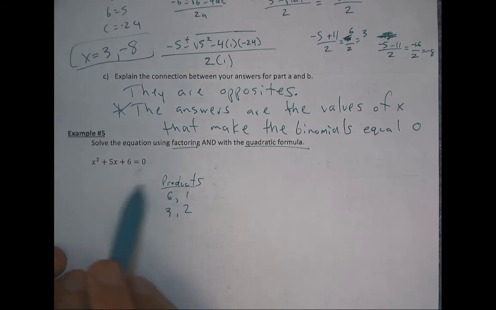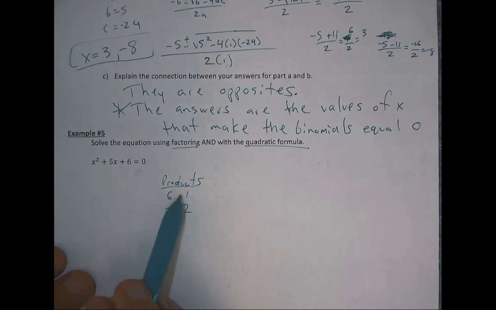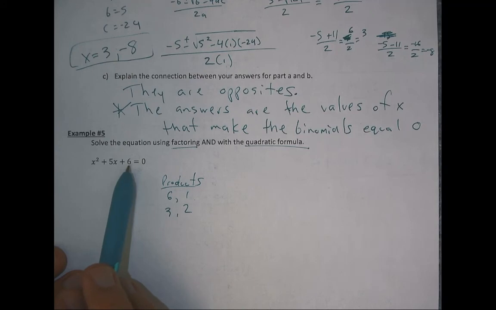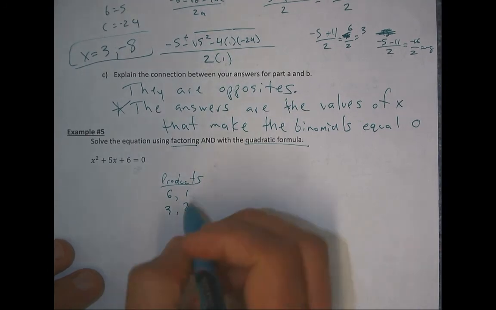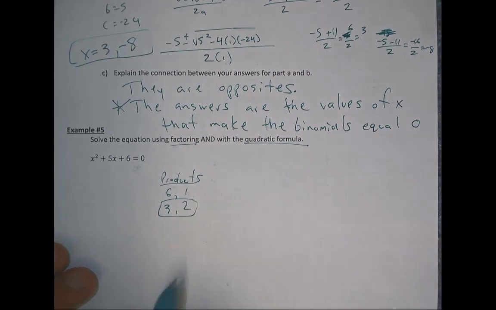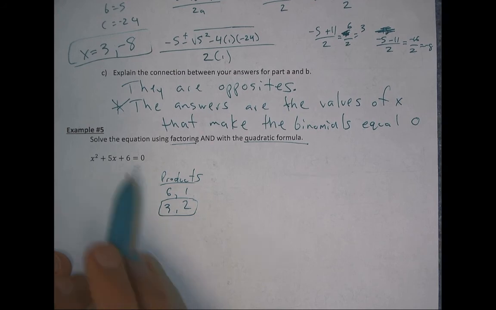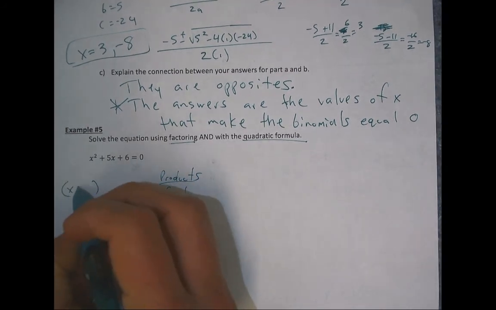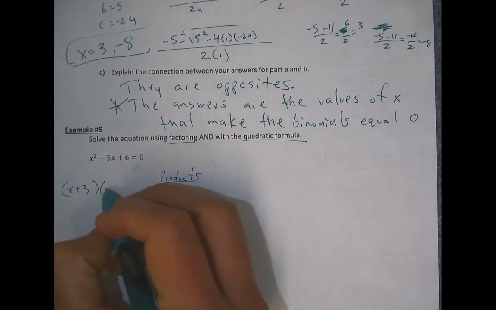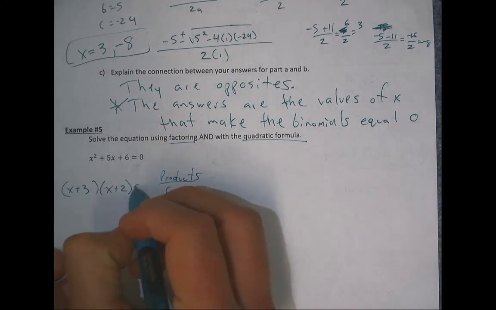6 plus negative 1 would be 5. But if I multiplied 6 times negative 1, I'd get negative 6. So that doesn't work. So I know to get this 6, I'm either multiplying two negatives or two positives. And if they're adding up to a positive, they both can't be negative. So the 3 and the 2 is going to be the correct ones. 3 times 2 is 6. 3 plus 2 is 5. And so in factored form here, it's (x + 3)(x + 2) = 0.